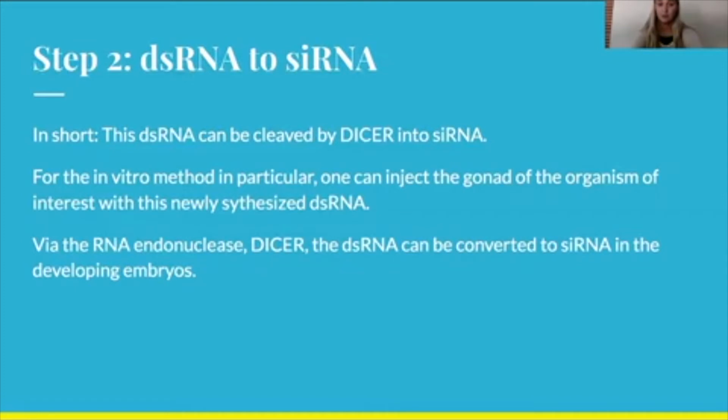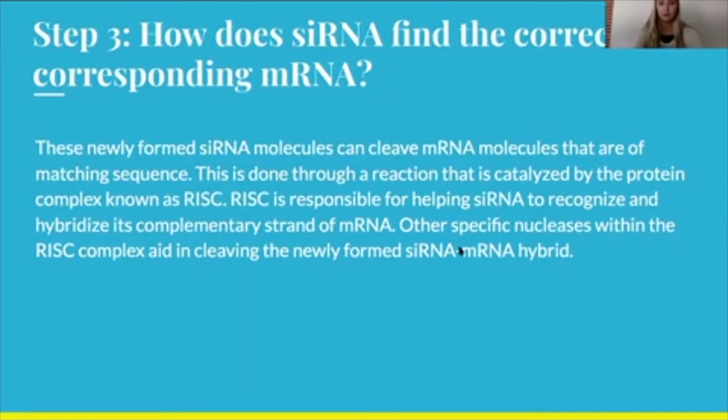For the in vitro method in particular, one can inject the gonad of the organism of interest with this newly synthesized dsRNA. Via the RNA endonuclease Dicer, the dsRNA can be converted to siRNA in the developing embryos. So how does siRNA find the correct corresponding mRNA? It needs help. These newly formed siRNA molecules can cleave mRNA molecules that are of matching sequence.